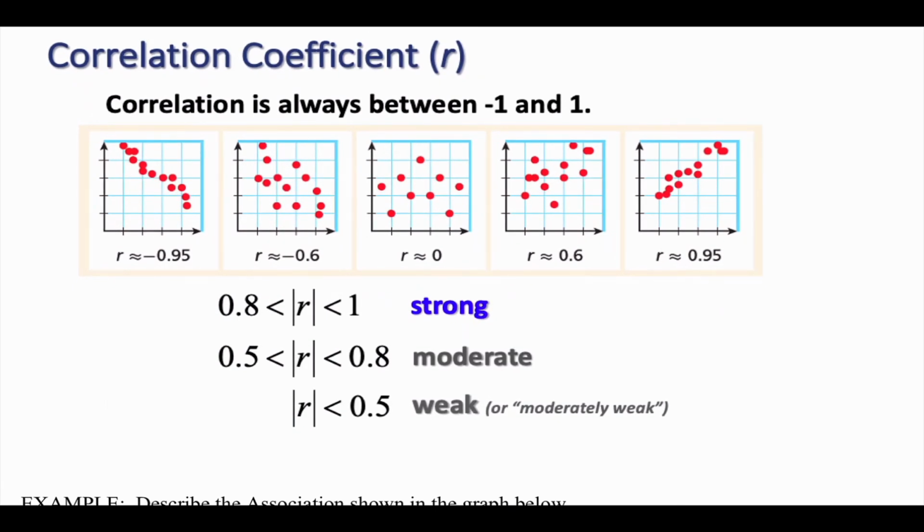There's 5 examples. The first one, R is close to -0.95. This is very strong. This relationship right here, I would consider very strong. Is it a positive or negative relationship? Negative relationship. So it would be a strong negative linear relationship. The dots are almost lined up perfectly.